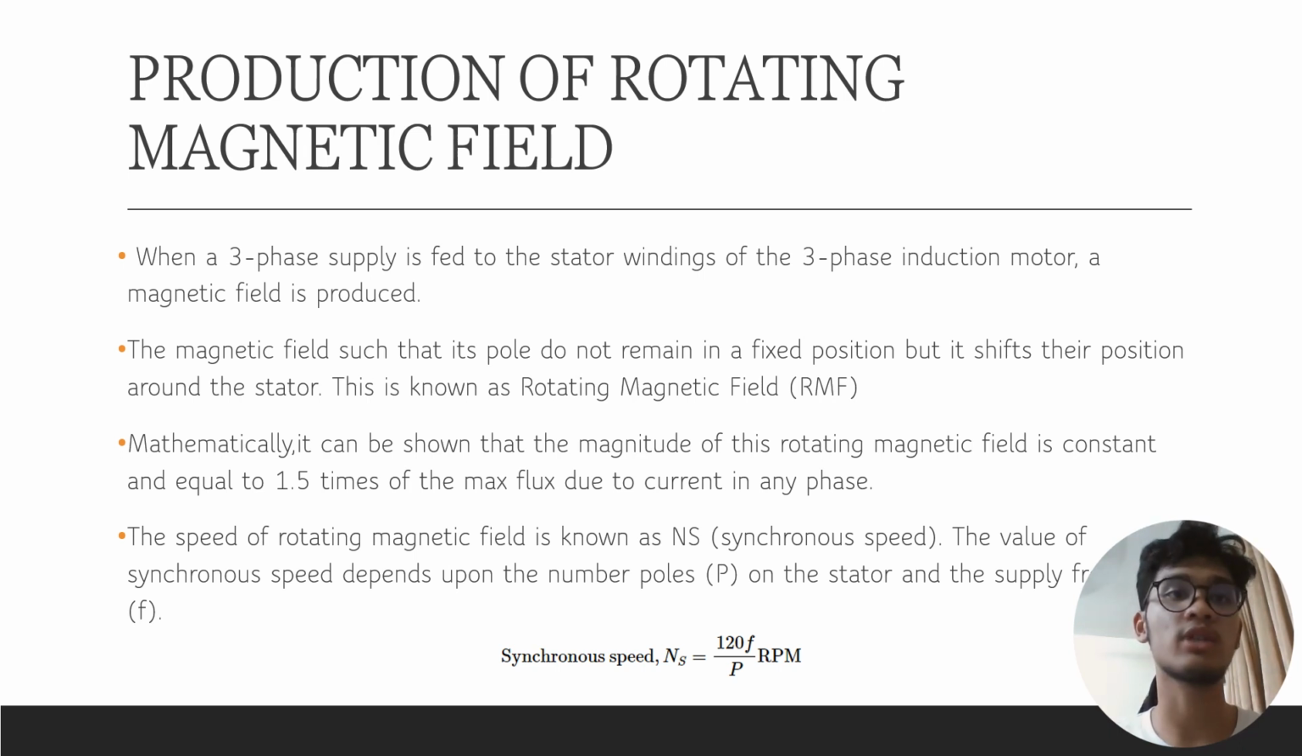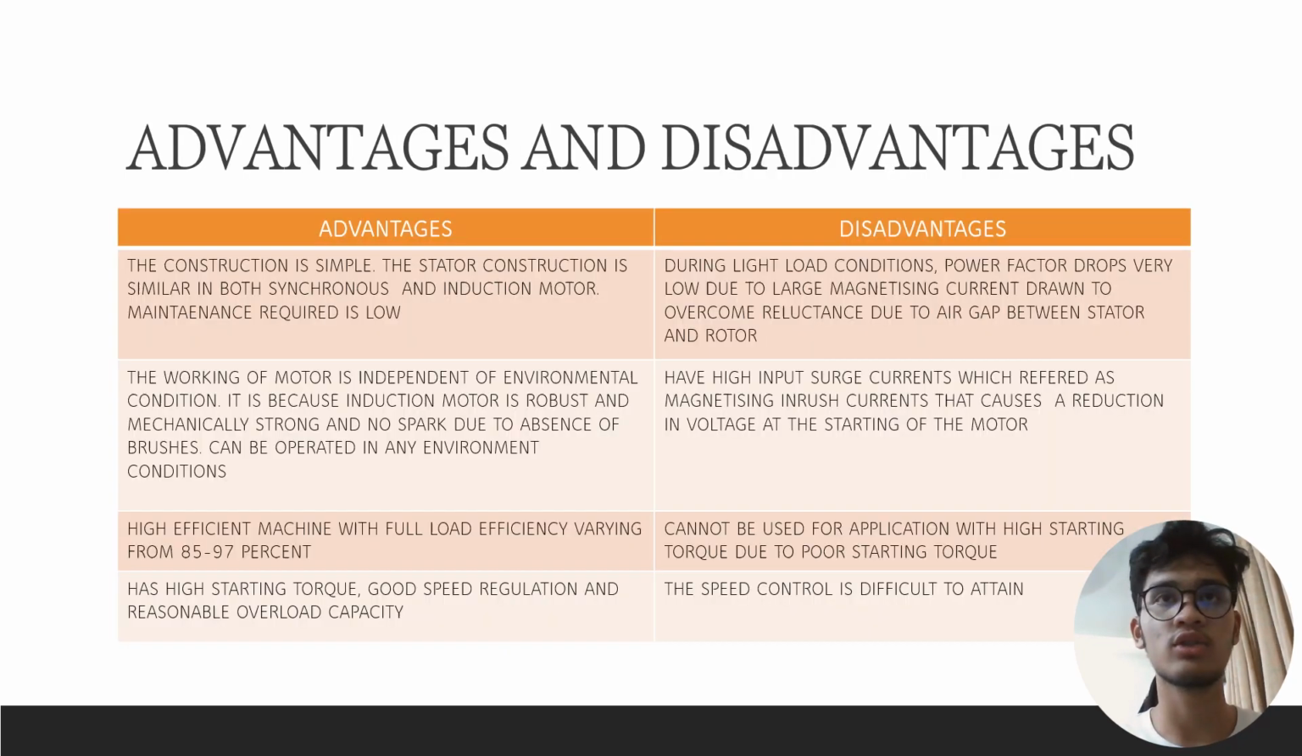The speed of the rotating magnetic field is known as synchronous speed. The value of synchronous speed depends upon the number of poles on the stator and the supply frequency. Hence, the formula is Ns equals 120 times the supply frequency divided by the number of poles.